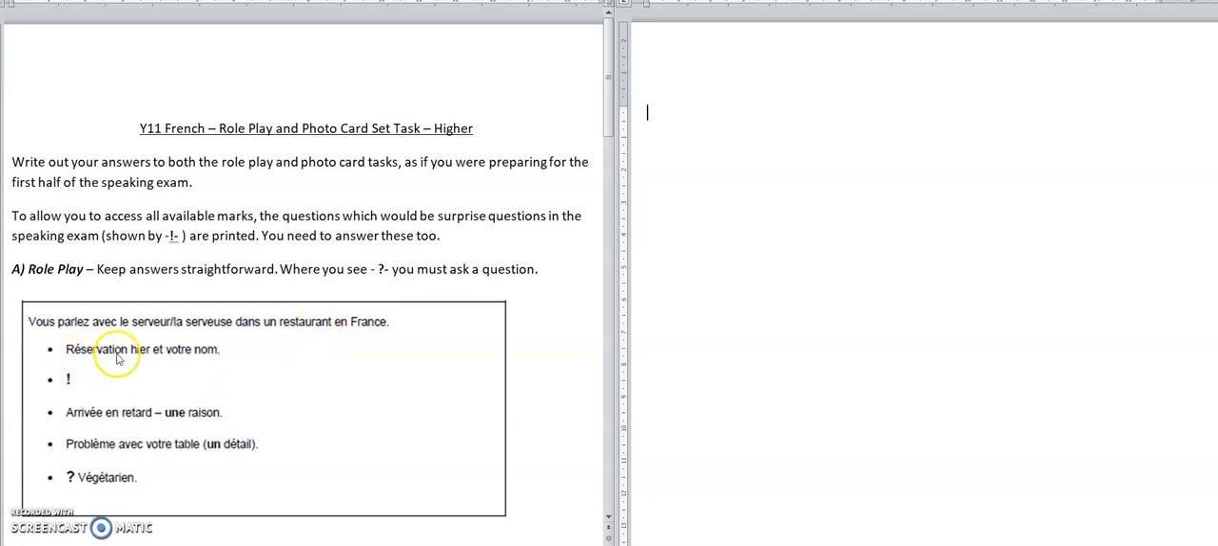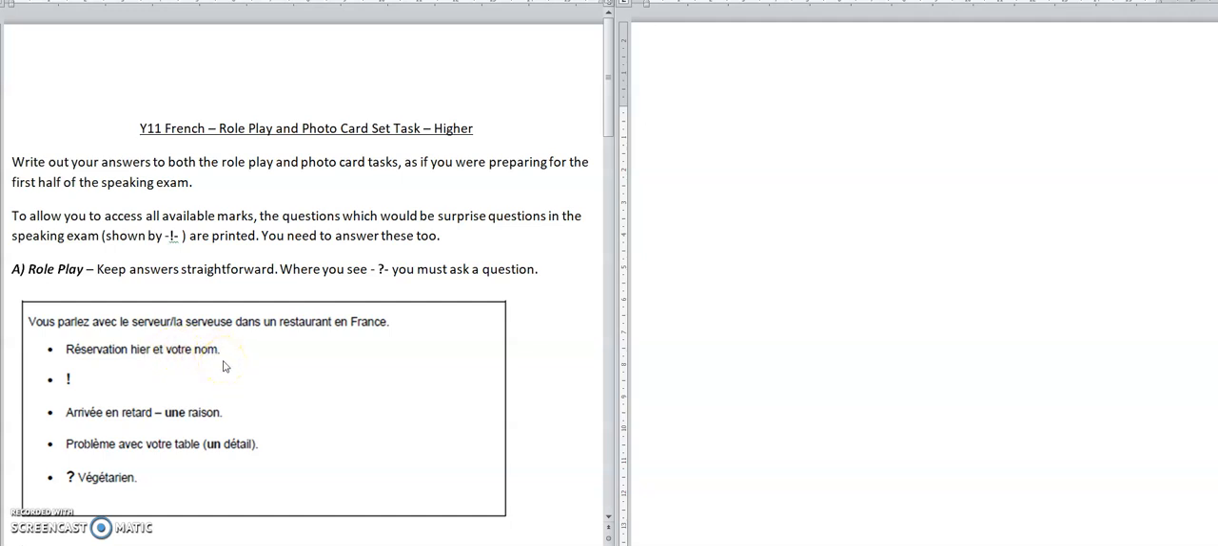And it says réservation. Hier is the key here. Hier, yesterday. So you've got to spot that it's past tense. You're in the restaurant. You're talking to them. It says you're in there. So you've obviously walked in and you're saying, I've made a reservation, or I've reserved a table, in the past tense, and votre nom, and your name.